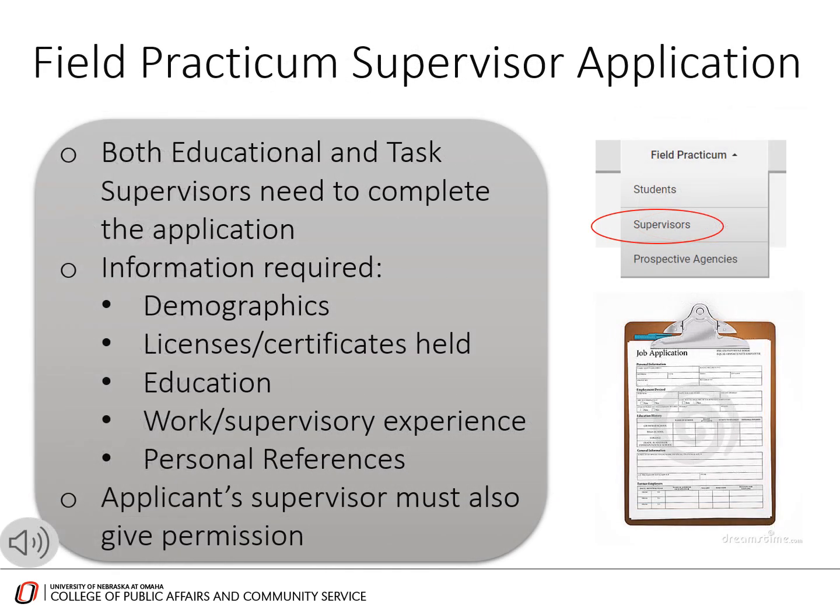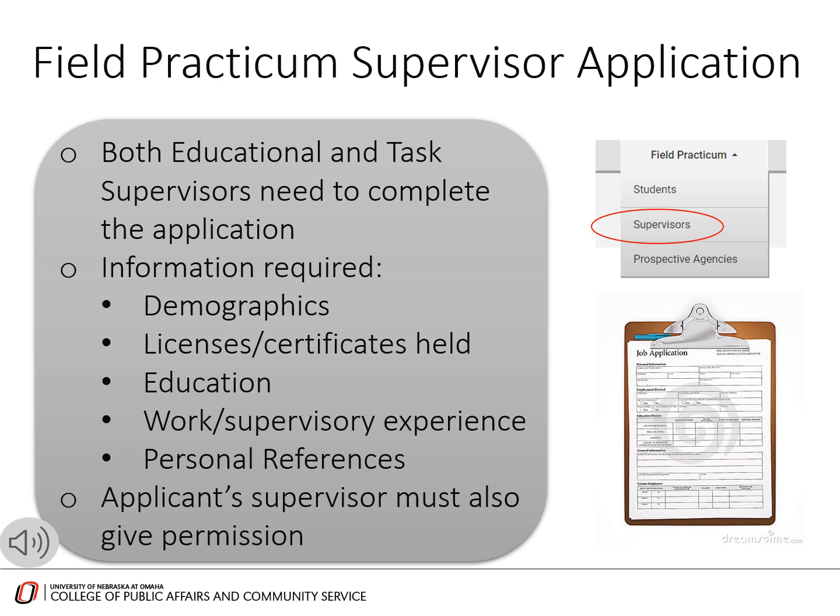The Field Practicum Supervisor application should be filled out by the Educational Supervisor and any task supervisors who work directly with a student. Information required on the application includes demographics, licenses and certificates held, education, work and supervisory experience, and personal references. Permission of the applicant's supervisor is also required.